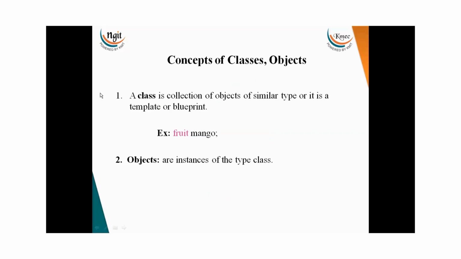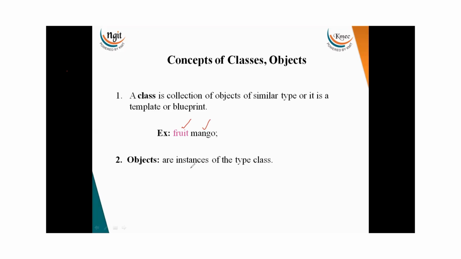Now, sir, what does this class mean? A class is a collection of objects of similar type, or you can call it a template or blueprint, right? So class, simply, is a logical entity which doesn't exist in the real world. Here I'm taking fruit as a class, mango is an object. So an object is nothing but the instance of the class.